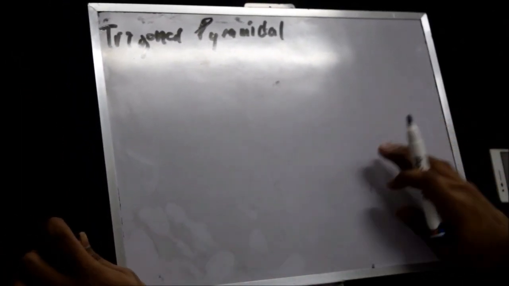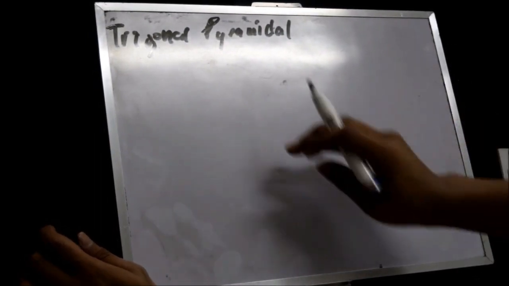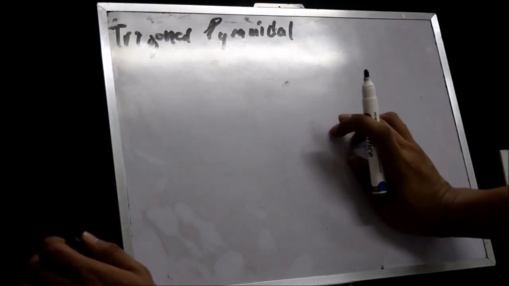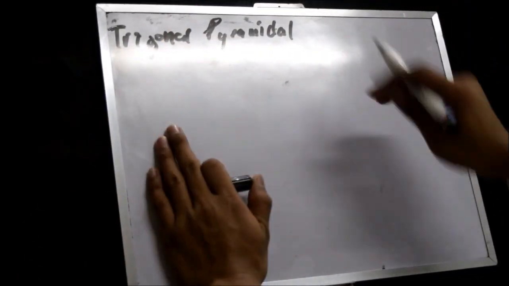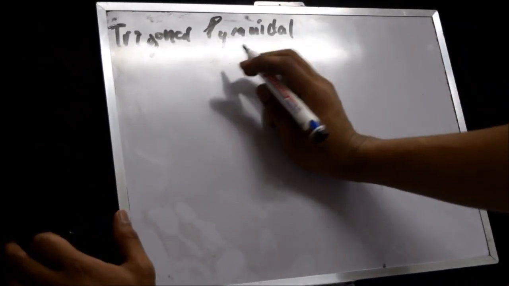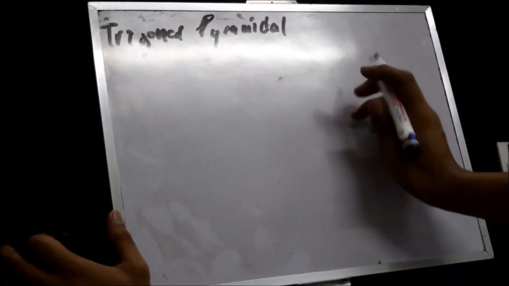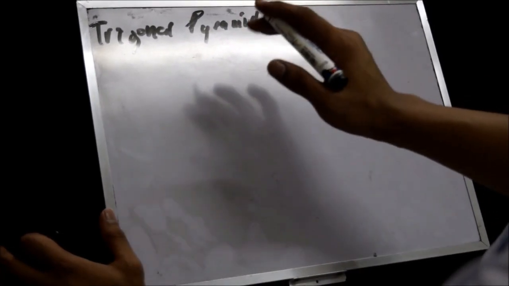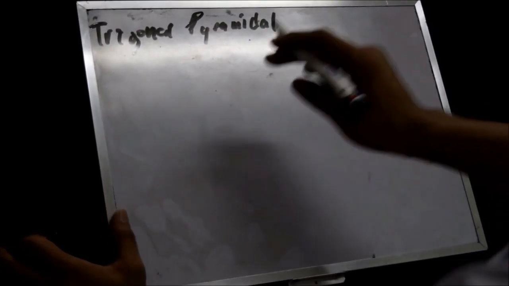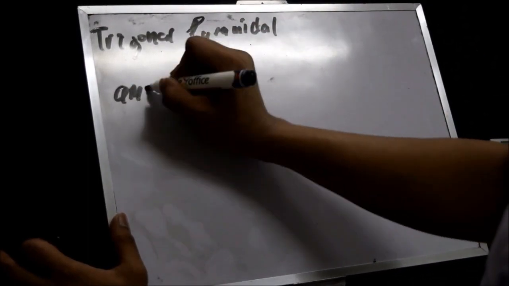Hi there everyone. I'm going to talk now about the trigonal pyramidal. It is defined as the shape in which 3 chemical bonds are arranged in a trigonal manner with one lone pair on the central atom of the molecule. Later I'm going to give an example that will show how the trigonal pyramidal is formed. So I'm going to give an example of ammonia.